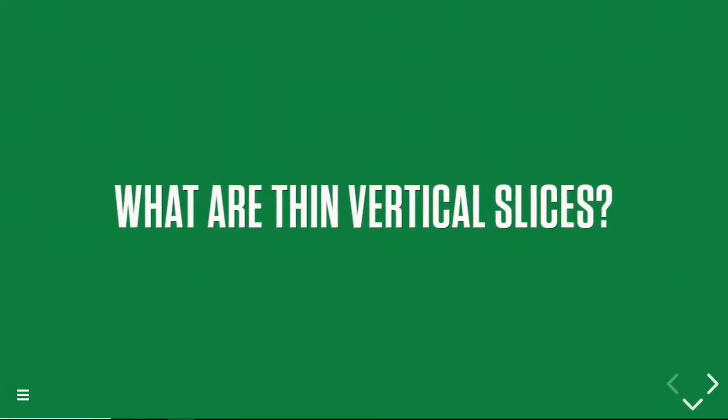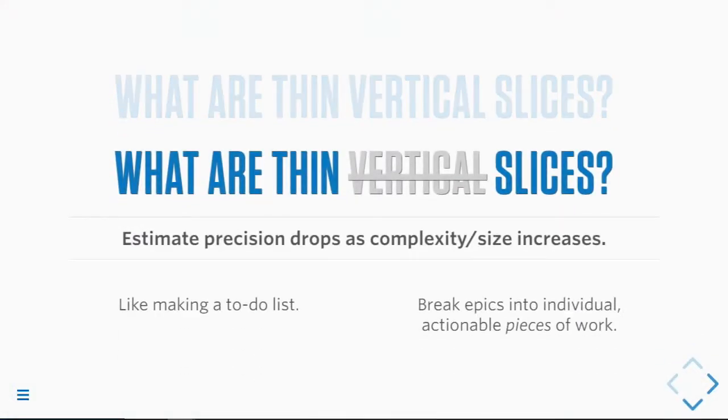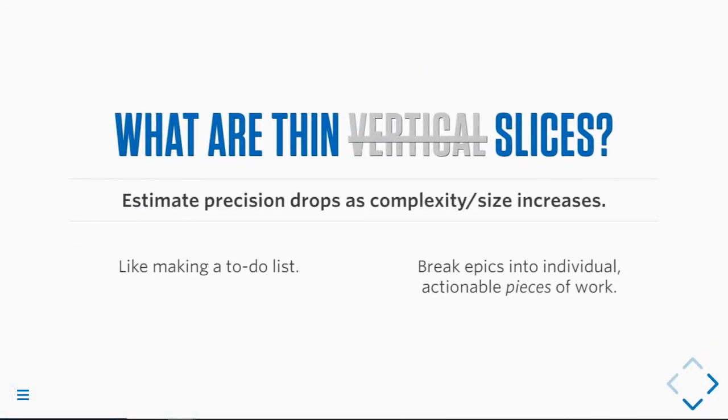All right, so what are thin vertical slices? Let's break that apart. What are thin slices? As it turns out, humans don't estimate very well when something is very large. The precision of that estimate drops off as the size of the thing being estimated gets bigger. Also, beyond estimation, it's harder to collaborate on a big, undefined blob of work. Also, big, undefined blobs of work is how scope creep happens because it's hard to put something in a breadbox.